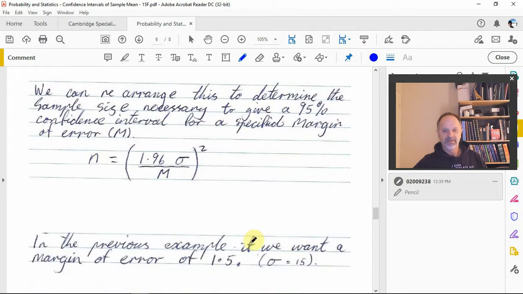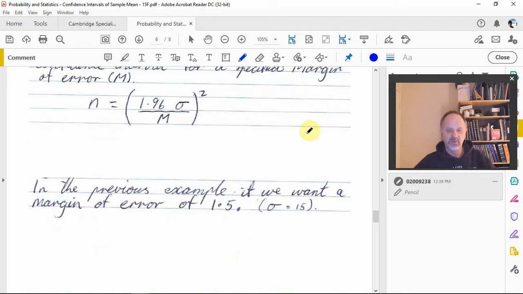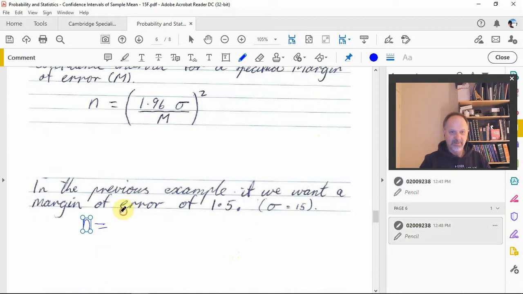So in the previous example, if we want a margin of error of 1.5, for example, then n has got to be 1.96 times 15, that was the standard deviation, divided by 1.5, our margin of error. Square that, stick that into your calculator, and you get 384.16.